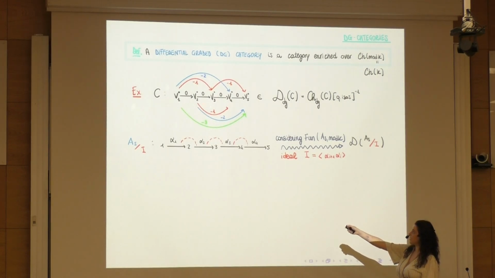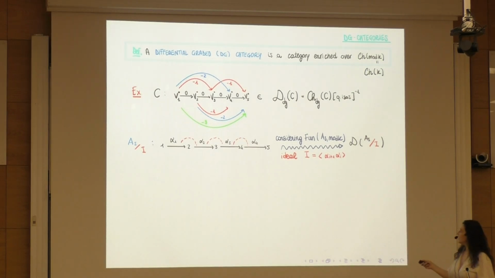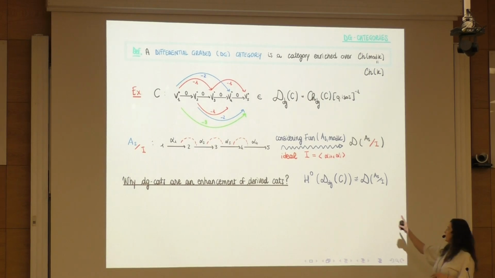So, what it turns out to be is that here, if you define the differential of this red arrow to be the composition of the two black arrows, then if you take the zero cohomology of the derived DG category of C, you find the derived category of A5 over I. So in this sense, the DG category enhances the derived category, because if you take the zero cohomology of a DG category, then you get back your derived category.